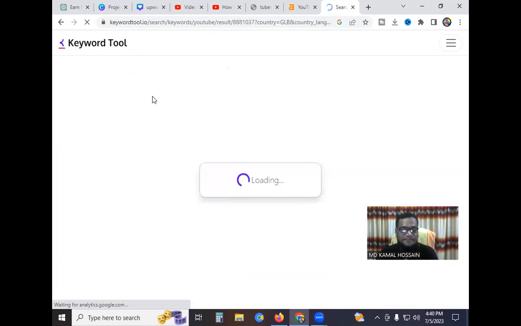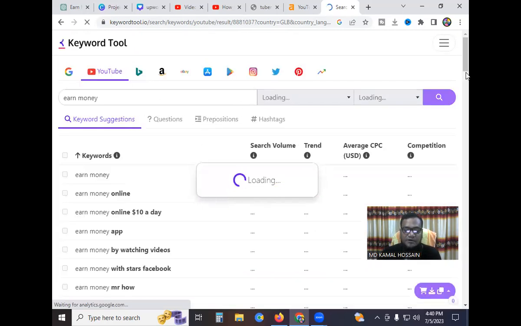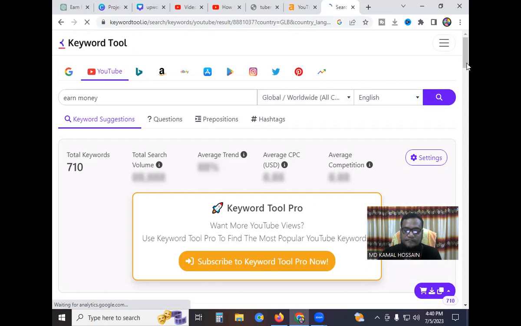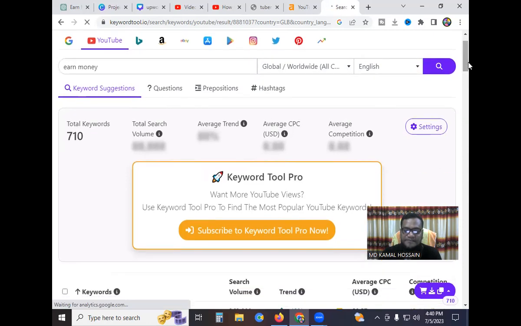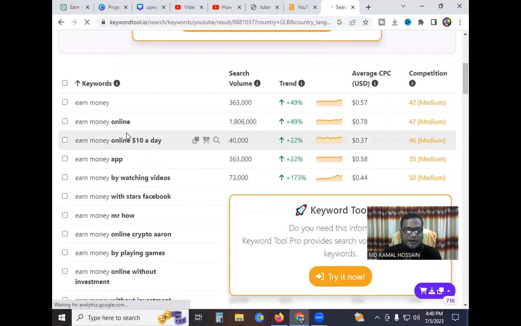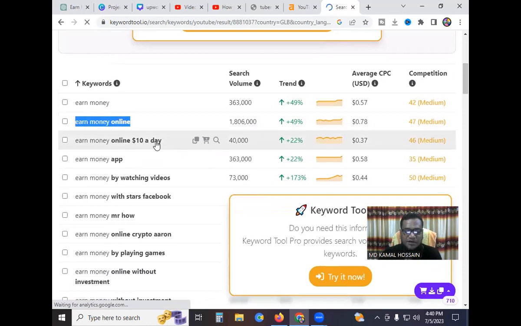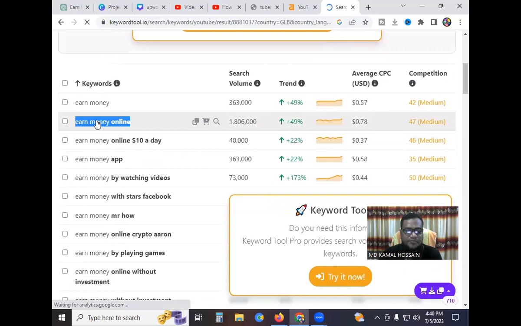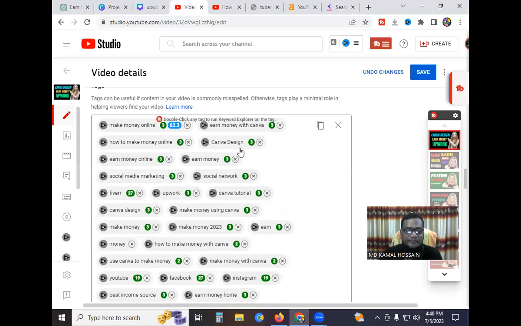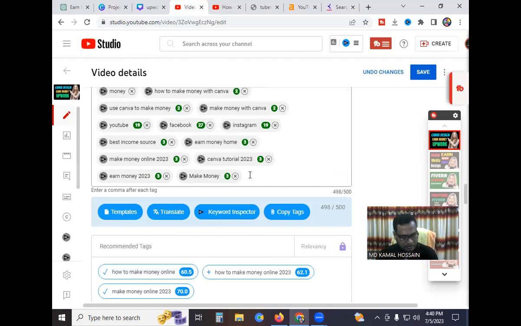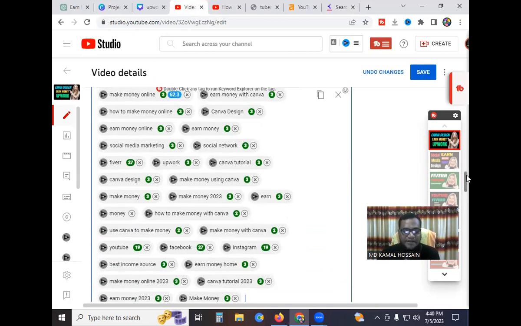Earn money keyword, a lot of keywords. The US PPC average for earn money online. Earn money is very important. Earn money online, $10, is a very important keyword. Earn money online, your video editing. Okay, earn money online is a very important keyword.